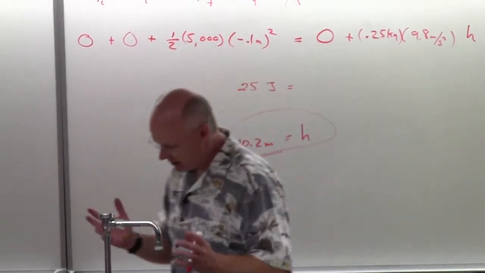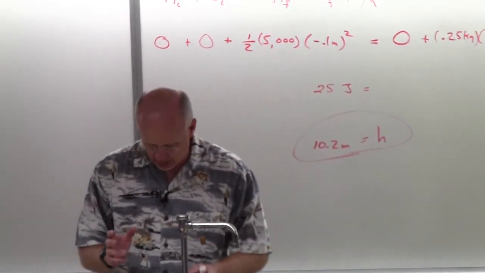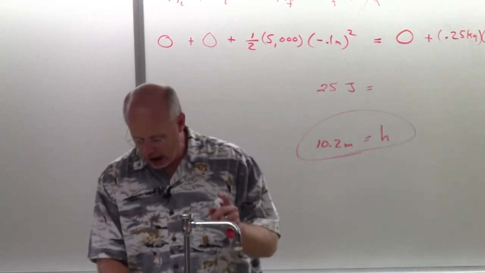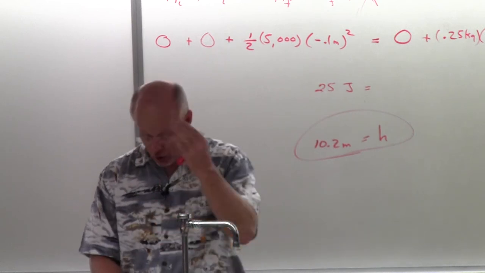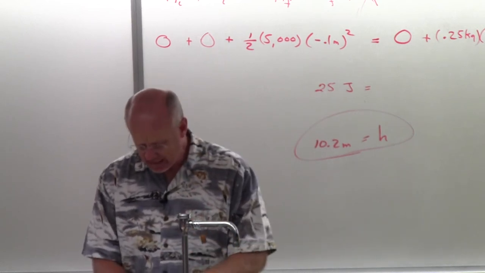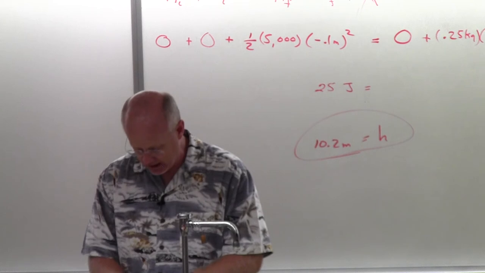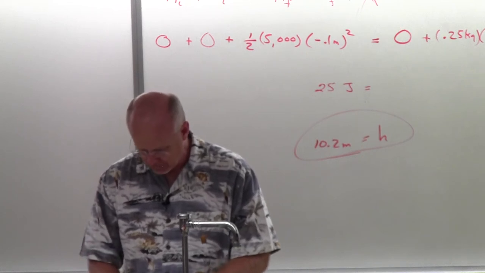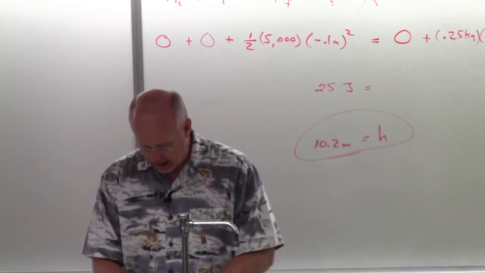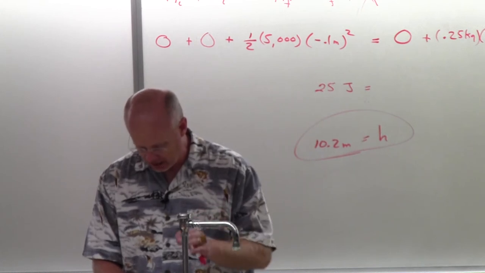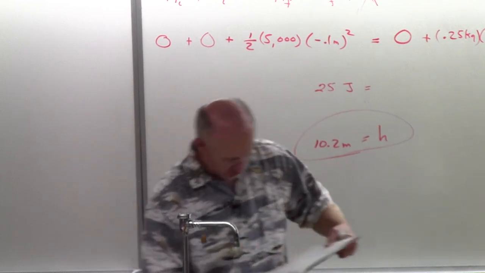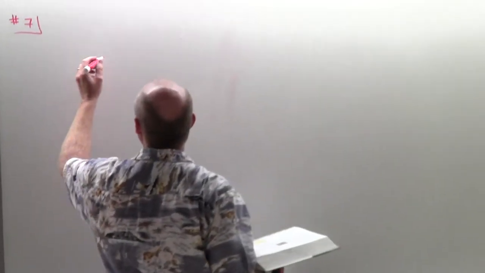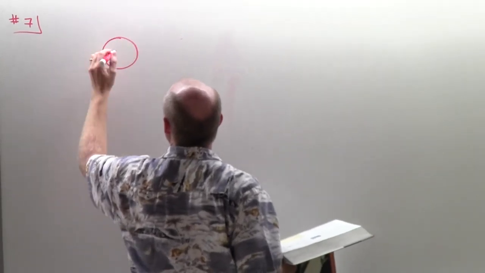Watch, let me read it. It's number 7. Like I said, very similar to the lab you will do. It says, two objects are connected by a light spring passing over a light frictionless pulley shown in figure 7. The object of mass 5 kilograms is released from rest. Now, maybe I should draw the picture over here so you guys can kind of analyze it here. Here's the pulley.